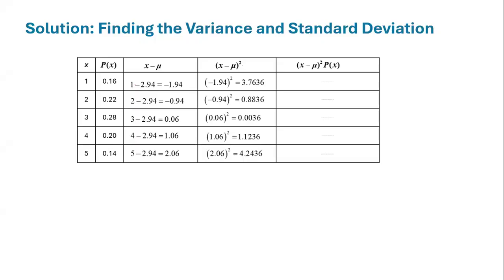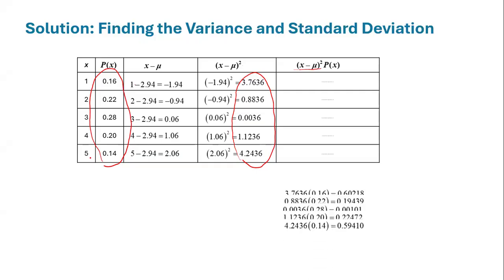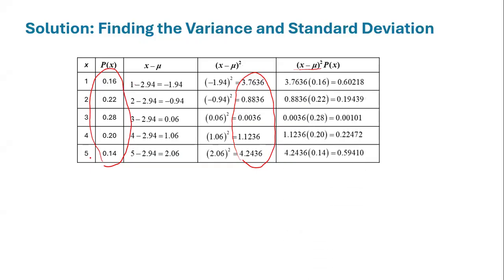Now it's time to multiply these numbers by the probabilities. Multiply 0.16 by 3.7636. Multiply 0.22 by 0.8836. And if we multiply them, we get these new sets of data.